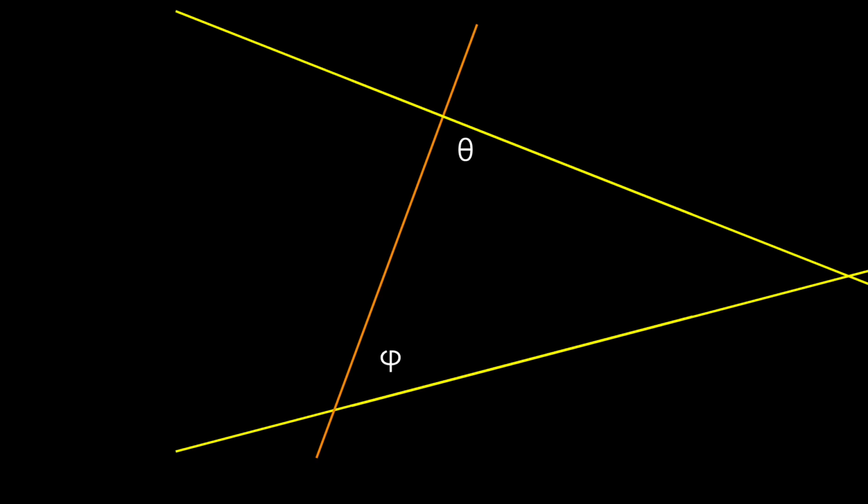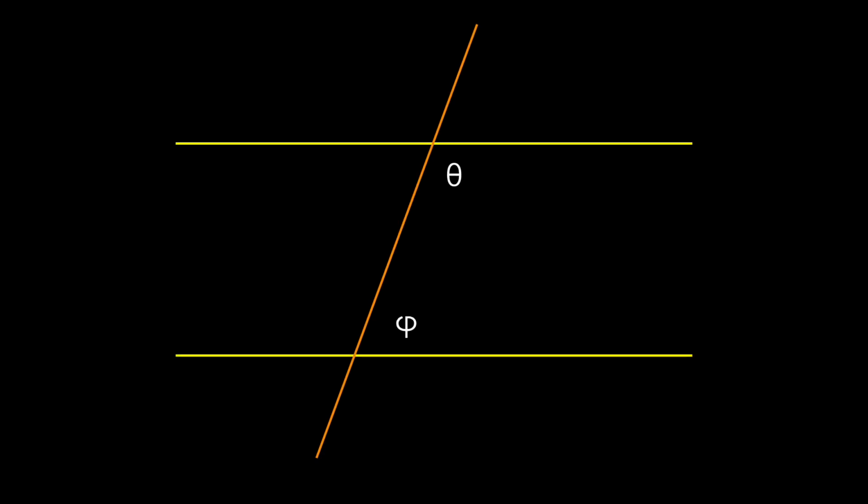This is the parallel postulate, which is commonly known as Euclid's fifth. Those lines don't exactly look parallel, so why do we call it the parallel postulate? Suppose I have theta and phi, and their sum is not less than 180, so the lines don't meet on that side of the third line.